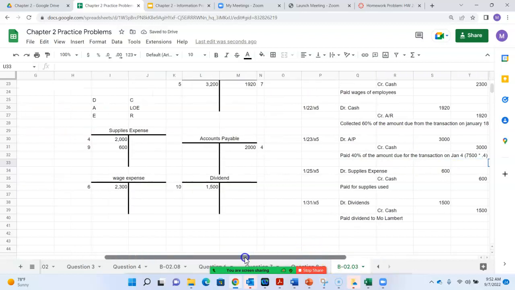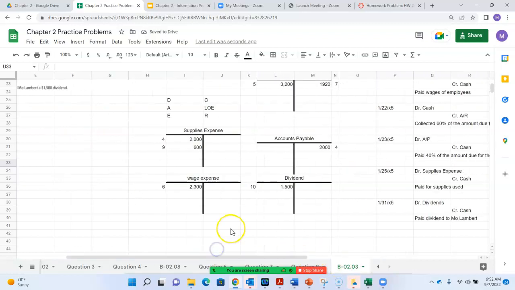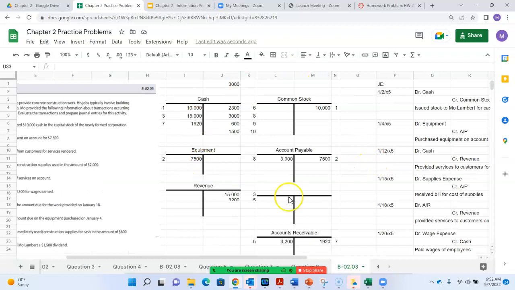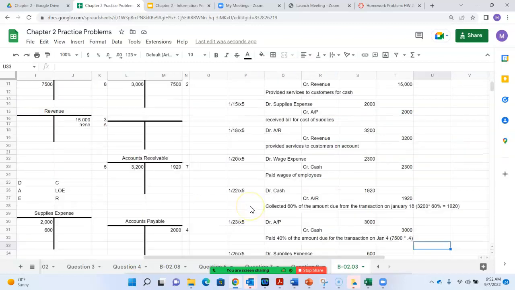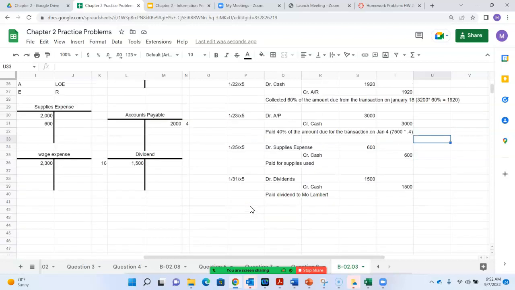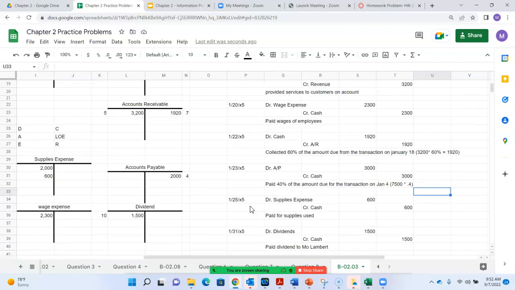So this problem, hopefully you can see that as long as you know how to record them in T accounts, the journal entries are really not that bad. Also, if you are watching this recording, just know that you can always pause and rewind if I'm going too fast, and write it down, especially if you're handwriting. It might take you a little bit longer, so feel free to pause the video and then write out your answers.